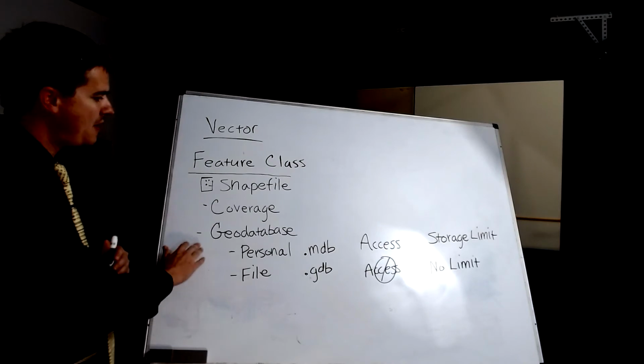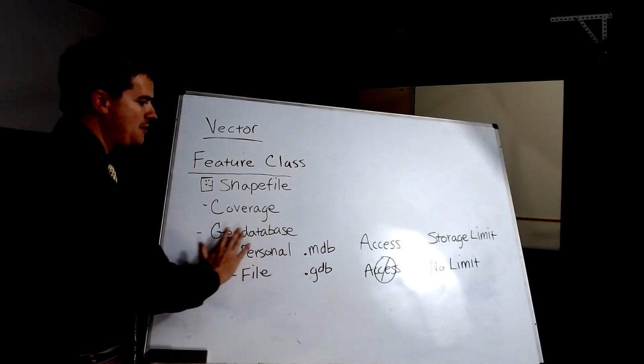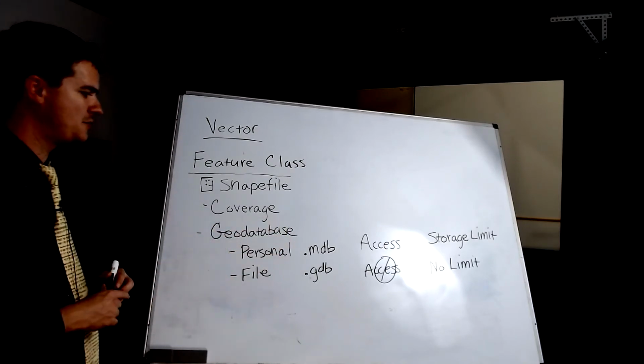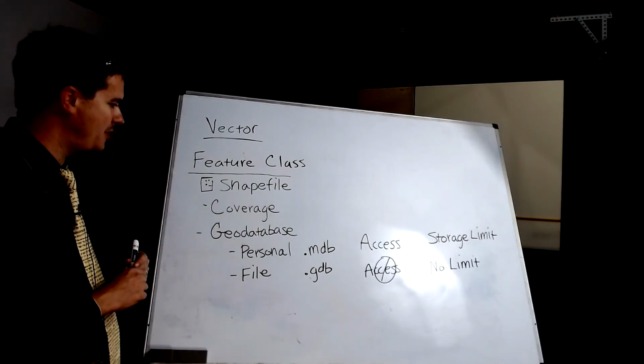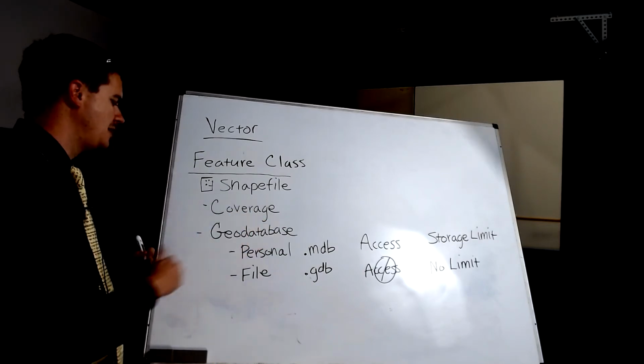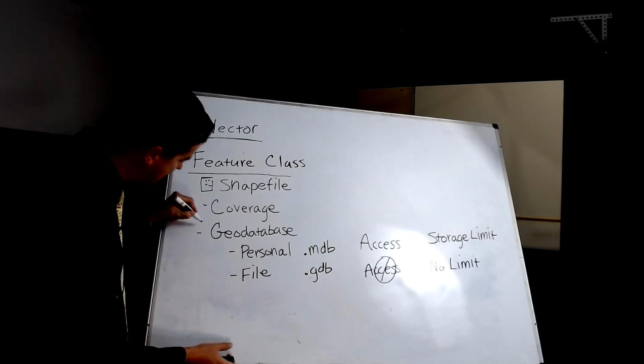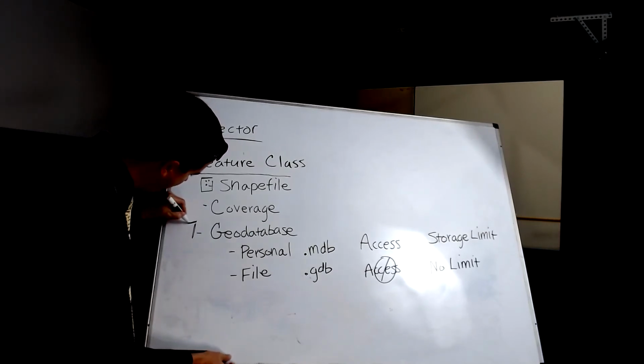And now we move on to the new kid on the block, even though it's been about 15 years since they've been used more predominantly, and those are geodatabases. The geodatabase has a symbol that looks kind of like a can of tuna.